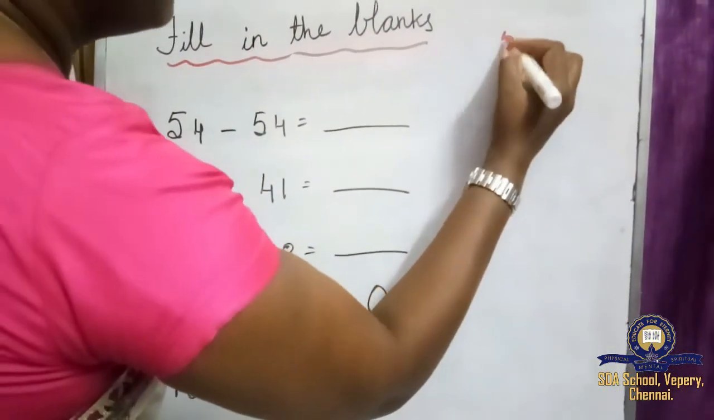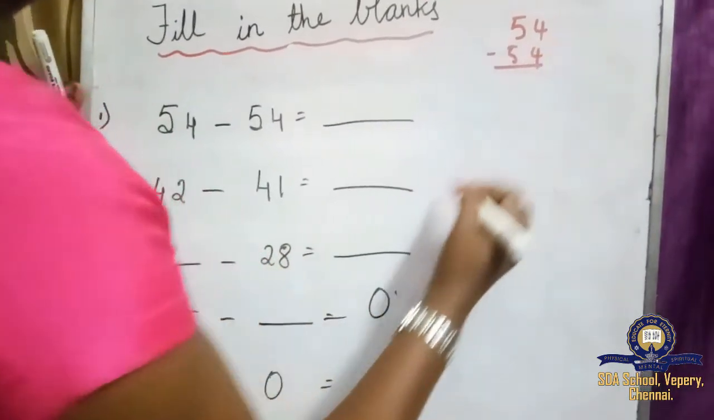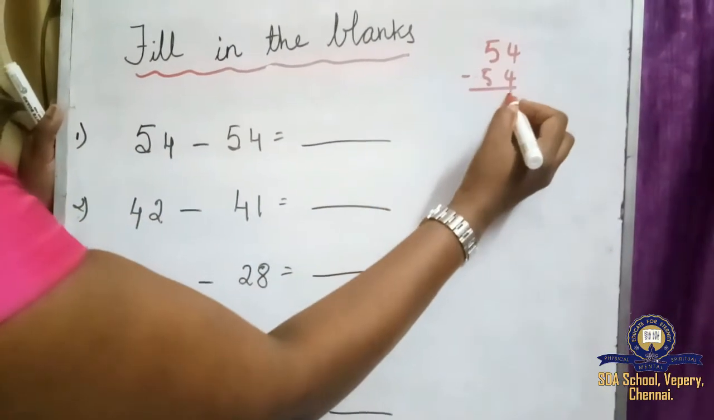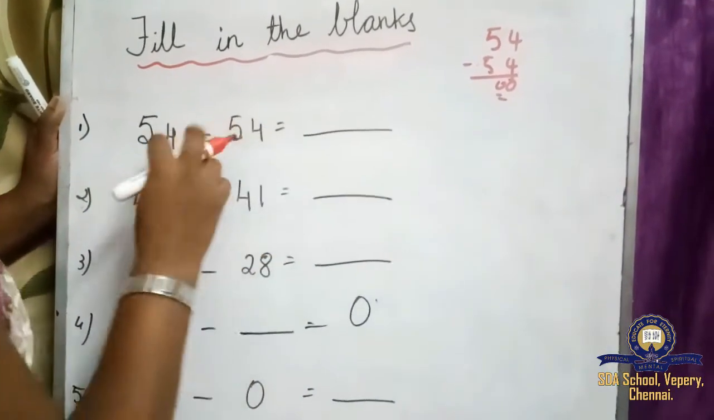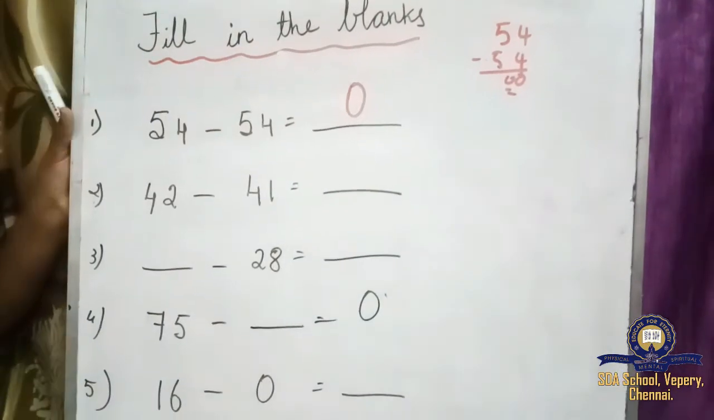See how? In the rough column, 54 minus 54: 4 minus 4, there also the same number. If you subtract, you get 0. 4 minus 4 is 0. 5 minus 5 is 0. So if you subtract the number from itself, you get 0.